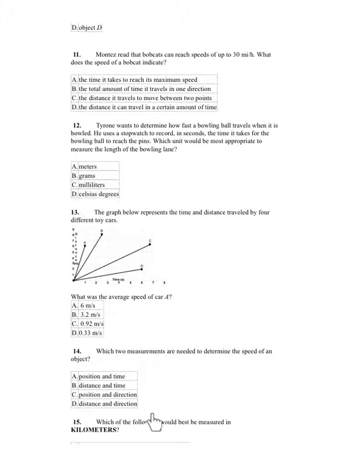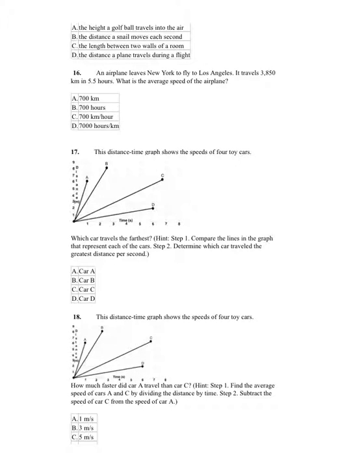Number 15. Which of the following would be best measured in kilometers? A. The height of a golf ball travels into the air. B. The distance a snail moves each second. C. The length between 2 walls of a room. D. The distance a plane travels during flight.